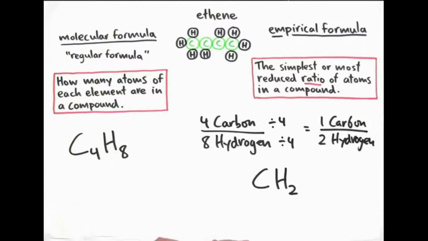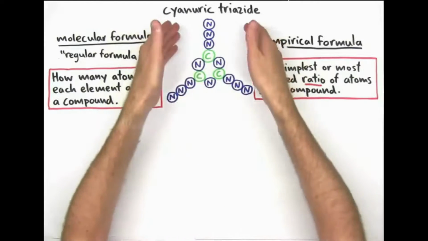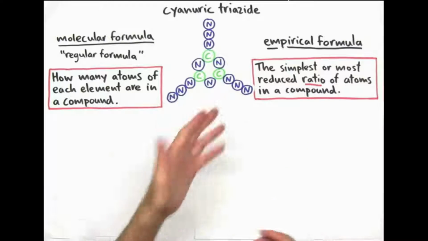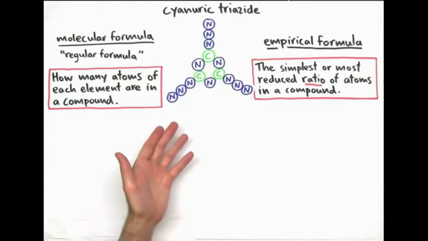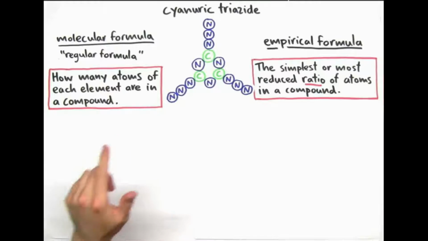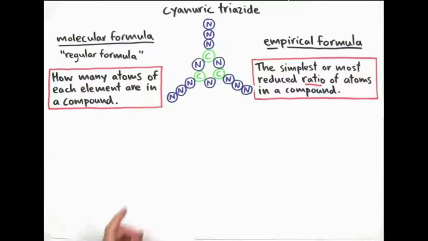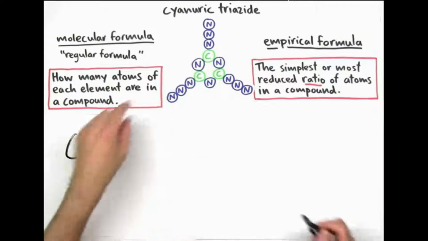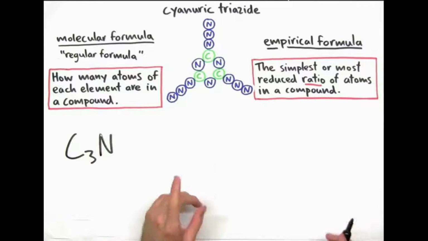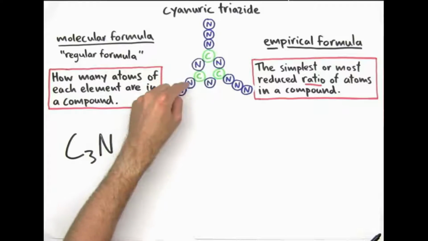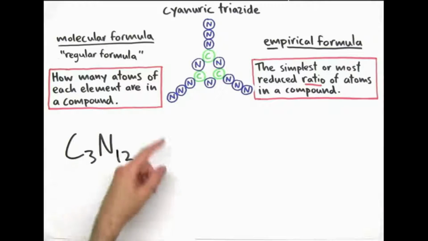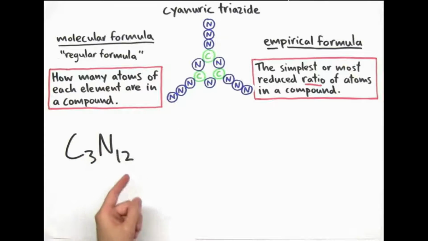Let's look at another. Here's a molecule of the compound cyanuric triazide. I think this molecule has a really cool shape. It looks like something out of Star Trek or something. So for the molecular formula, how many atoms of each element do we have in this compound? We've got carbon, and we have 1, 2, 3 of them, so C3. And then we've got nitrogen, and we have 1, 2, 3, 4, 5, 6, 7, 8, 9, 10, 11, 12, N12. That is our molecular formula, C3N12.